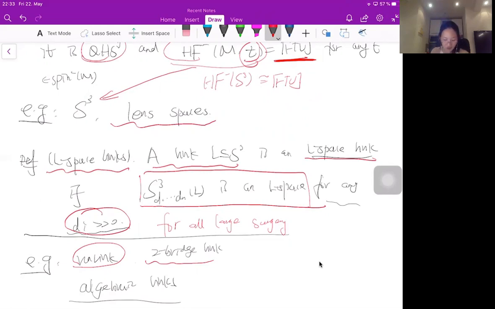And actually, more generally, there's a bigger family, which are called algebraic links, coming from some equations. They are also L-space links.